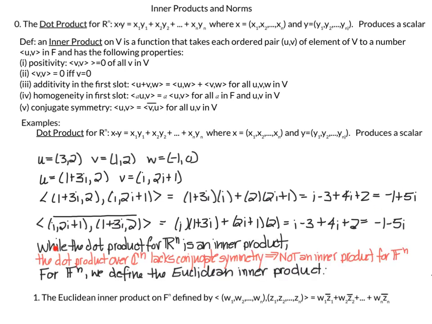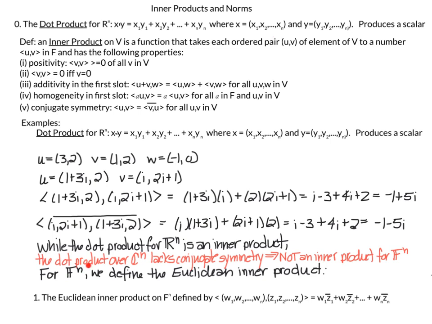So what we will say is, while the dot product for Rn is an inner product, we didn't prove that, but we saw some examples that the different properties hold, and we can prove it, but we're not going to. But the dot product over Cn, so if our vectors have complex numbers, lacks conjugate symmetry, and therefore this dot product definition we have here for Rn won't work on Cn. We will not have an inner product.